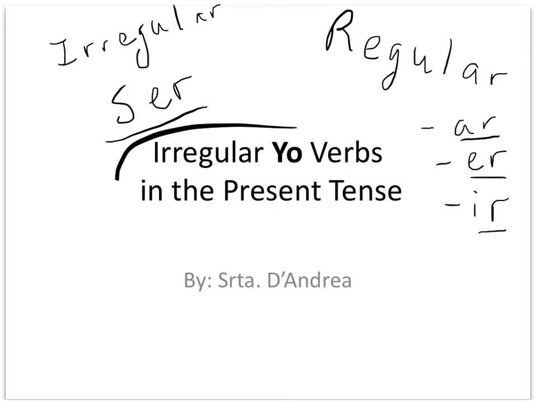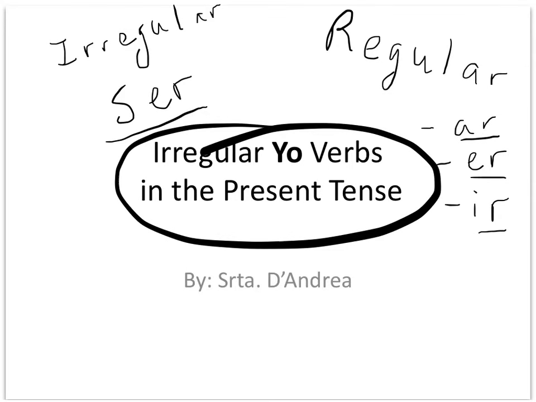Irregular yo verbs as a topic, though, is somewhere in between the two. So they are regular verbs. However, the yo form is going to be a little bit weird. So let's get to it.